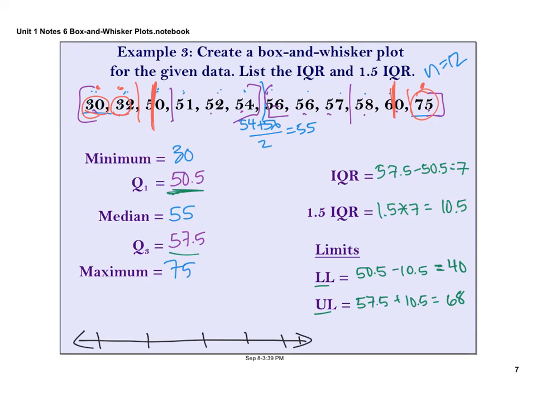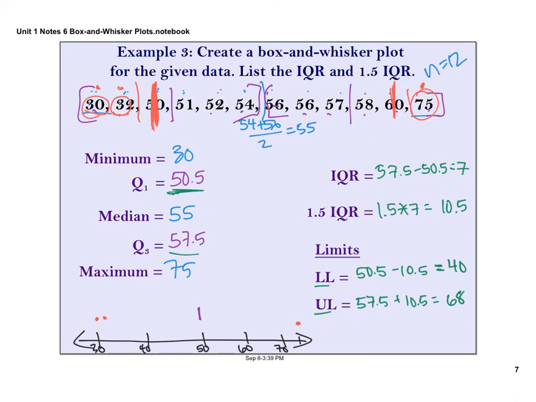My 30 and 32, I should probably mark those in. 30, 40, 50, 60, 70. My 30 and 32 are outliers, so I'm going to plug those in as outliers. The 75 is also an outlier, so I'm going to plug that in as an outlier. That makes my whisker come to the 50. So now my new whisker is all the way up here at 50.